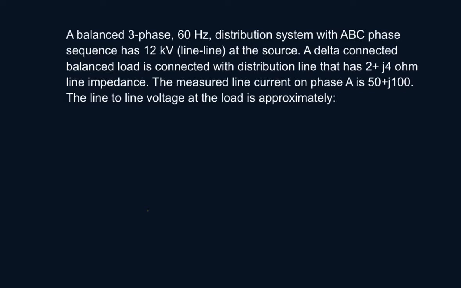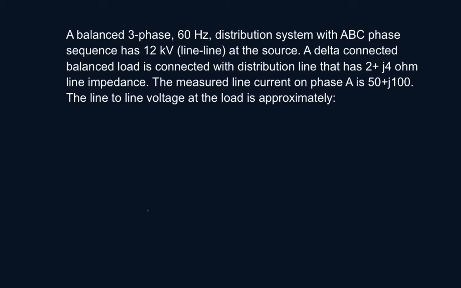Alright, so we have an example problem here on circuit analysis, three-phase. The problem is you're given a balanced three-phase with a voltage line to line at the source. The load is delta connected. You have a line impedance. They also give you the line current on one phase. And the question is to find the line-to-line voltage at the load.